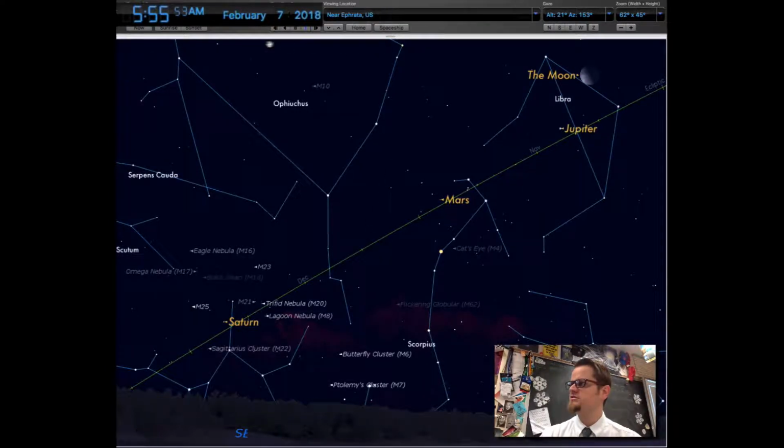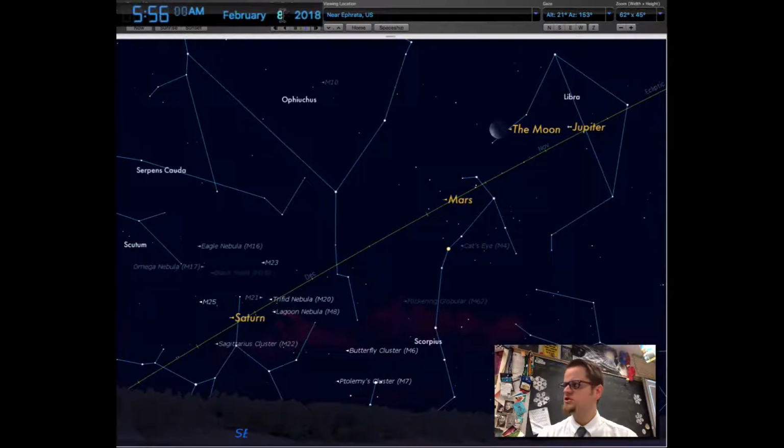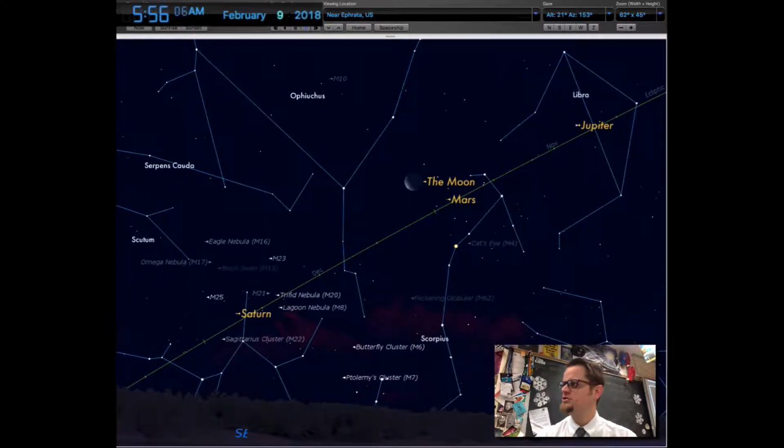In fact, on the 7th, the moon is just 6 degrees up and to the right of Jupiter. And then the next morning, you'll see that the moon is right in between Jupiter and Mars, but a little bit elevated as well. On the 9th, you'll notice that the moon is getting thinner. It's more of a waning crescent, and it is just above Mars and a little bit to the left, about 4 degrees.